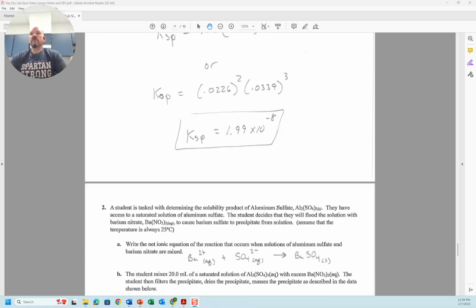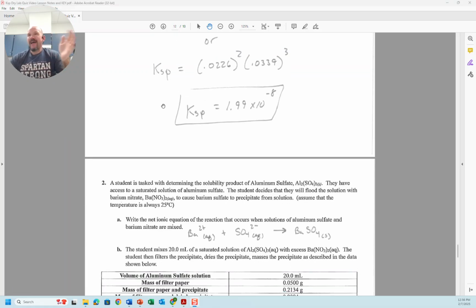Okay. So let's review those answers before we get to that last question, which we need this value to answer. It's not a throwaway question, but it's thrown on there to test to see if you understand the common ion effect.